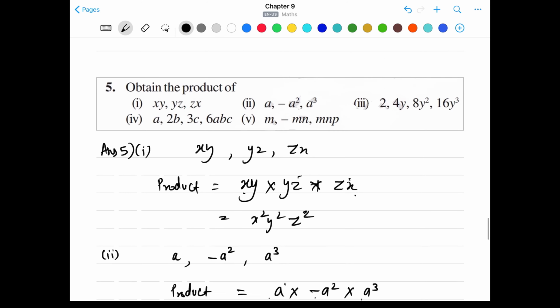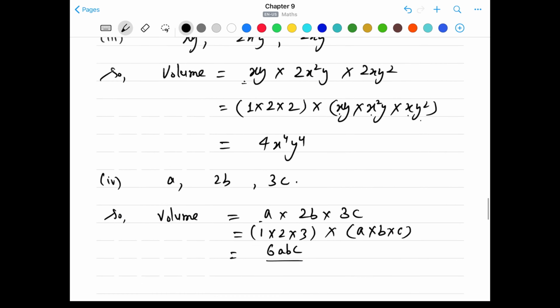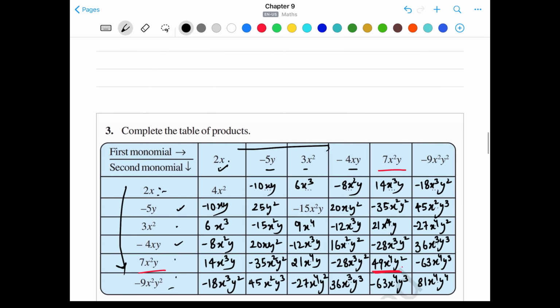With this we have concluded exercise 9.2. Now you have to practice all these questions multiple times so that you understand them better.